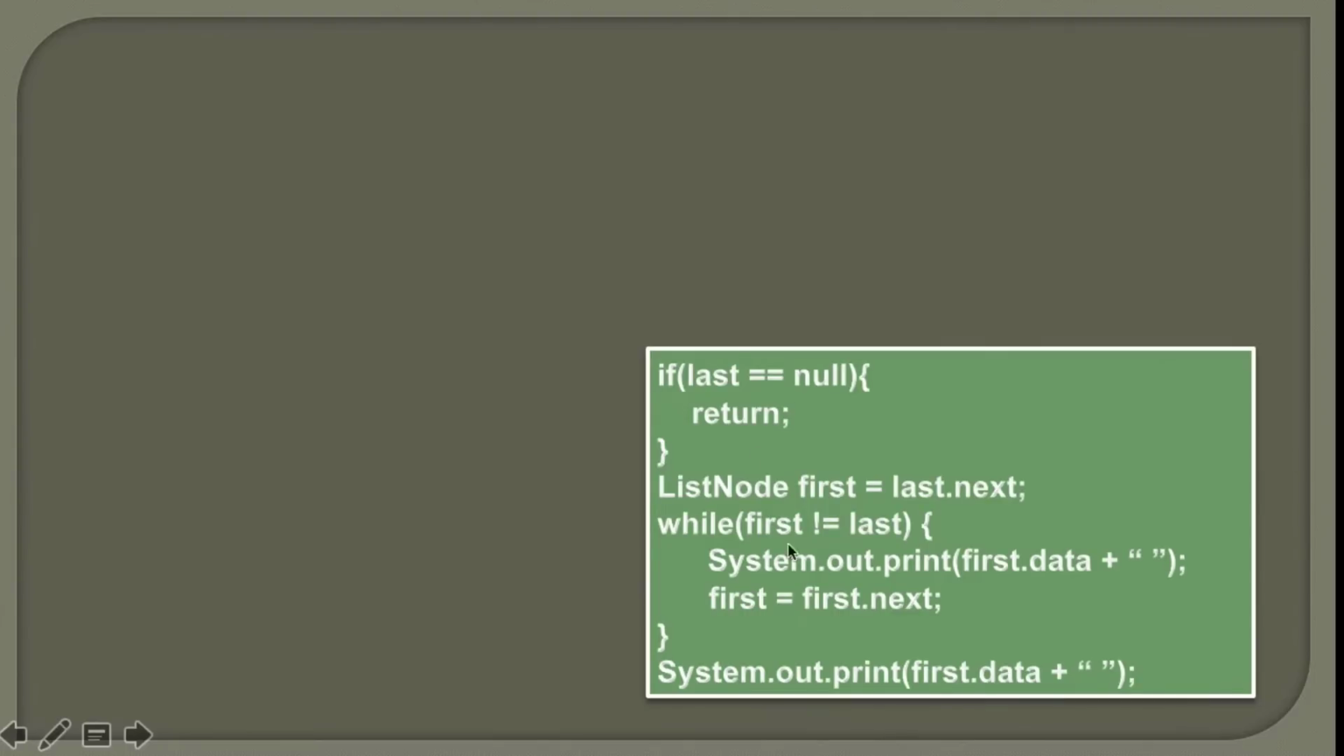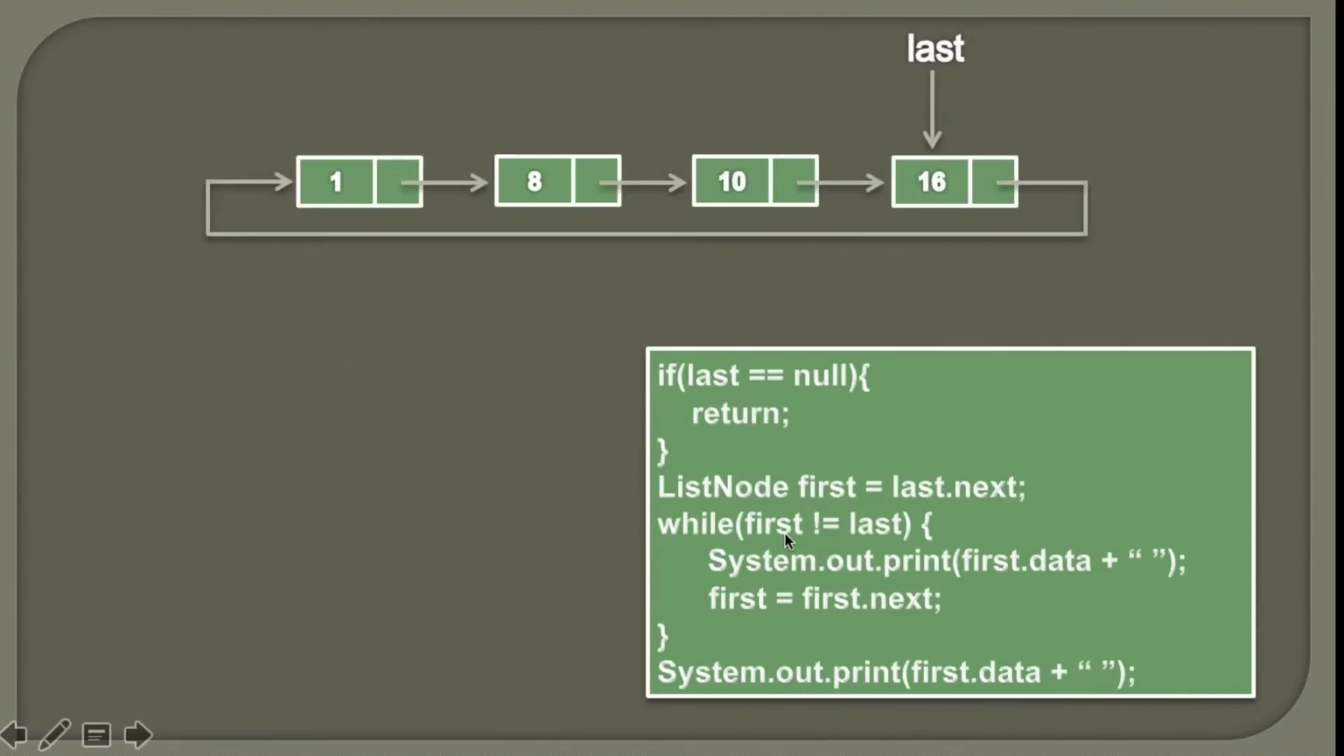So friends, let's see the demonstration of the algorithm with the circular singly linked list having 4 nodes, say 1, 8, 10 and 16, where 16 is the last node and its next is pointing to the first node. Now let's see how we can traverse each element inside this circular singly linked list and print the data with the respective node.